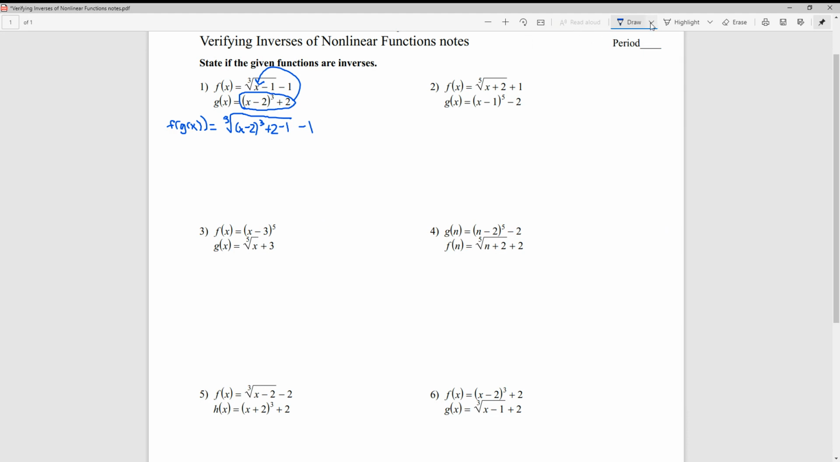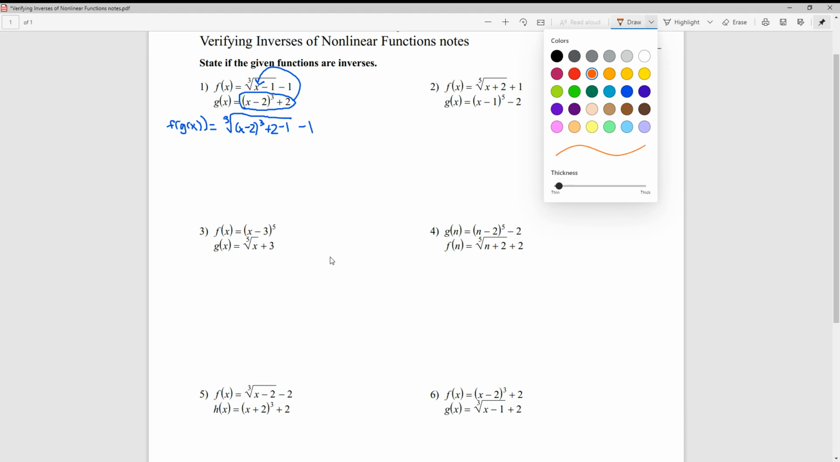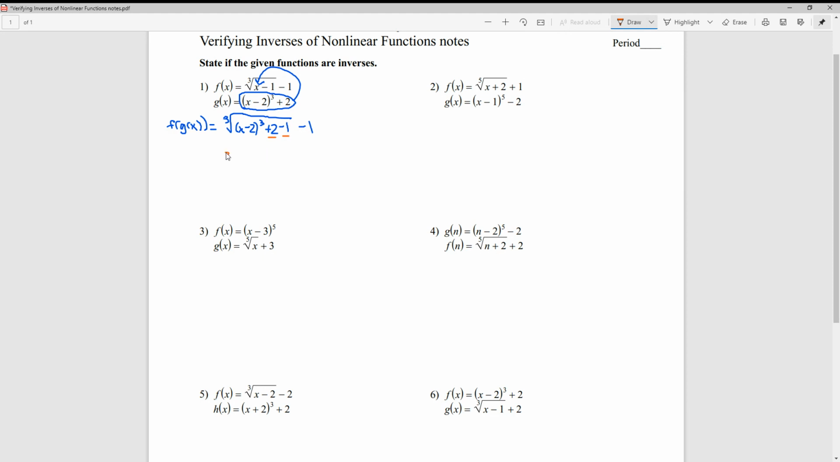From here, we want to simplify as much as we can. Like terms are something we can look for, but like terms can only be combined if they're both inside or both outside a root or set of parentheses. So I can combine these. So third root stays the same, x minus 2 to the third stays the same, 2 plus 1 is 1, but then I have a minus 1 outside the root.